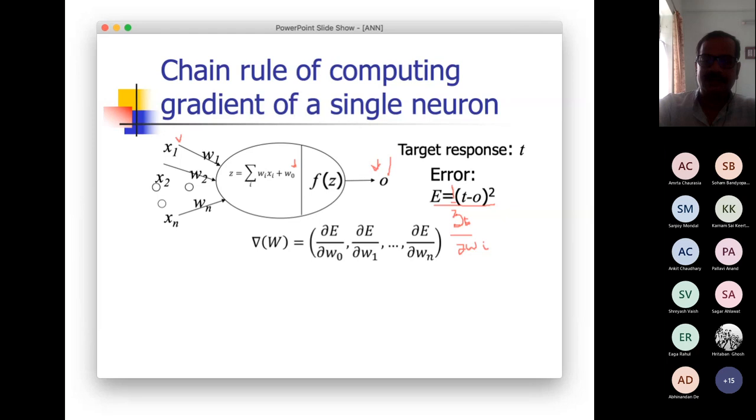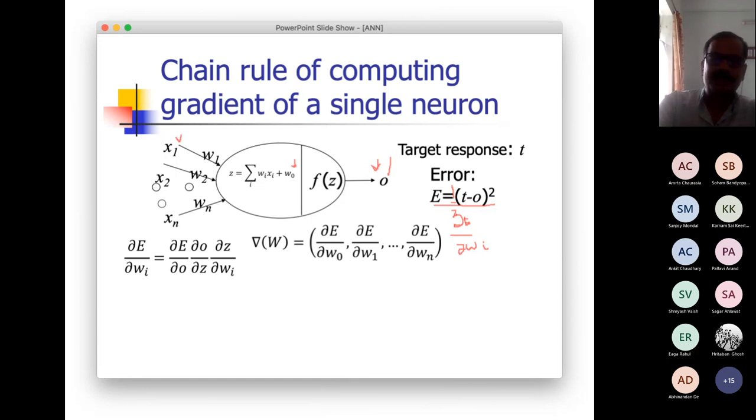So let us see how this computation proceeds. As I was mentioning, you have to compute like this. That is the chain rule. If you are computing the partial derivative of E with respect to wi, you have to compute the derivative with respect to the output O, then the derivative of O with respect to z, and then the derivative of z with respect to wi. So each you can compute, right?